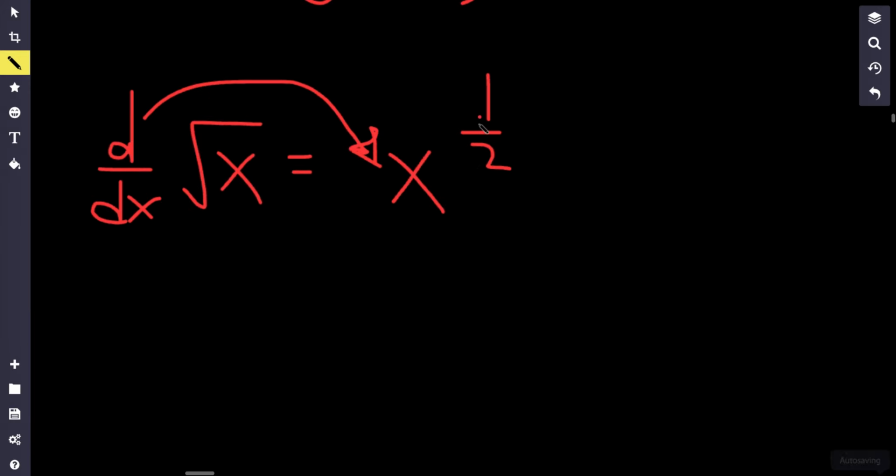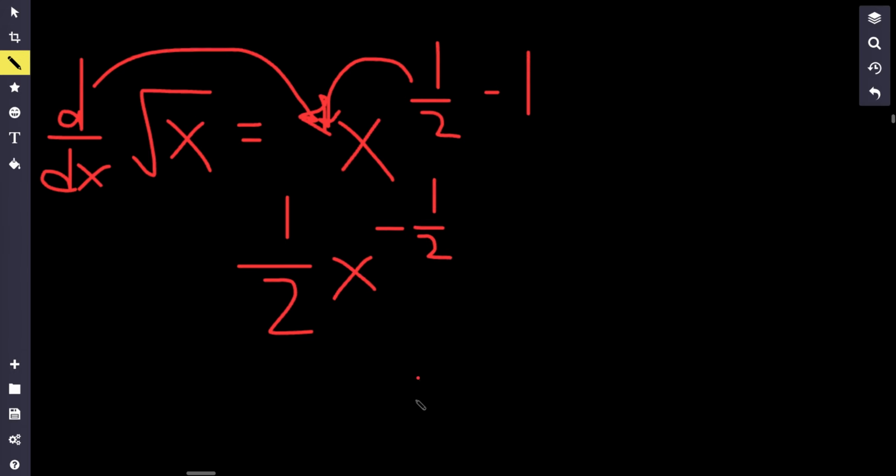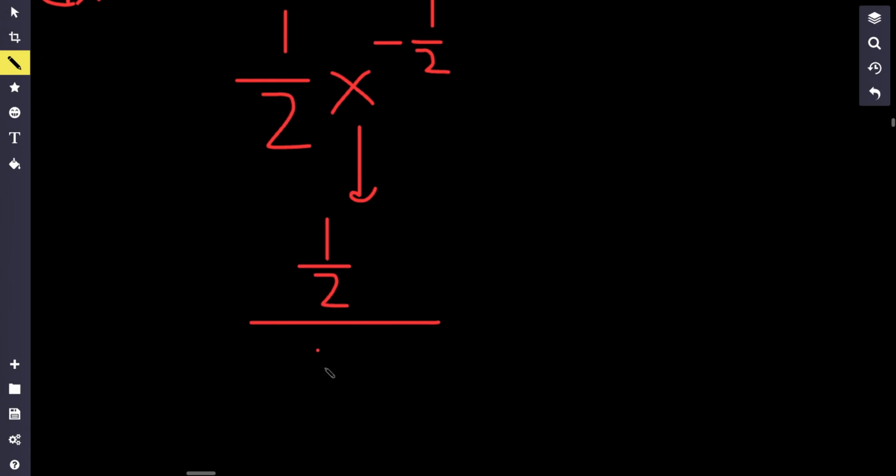And now I can use the power rule. So now what I do is I bring down my exponent. So I'm going to have 1/2 x, and I'm going to subtract 1 from the exponent. So it's just going to be negative 1/2. And I can rewrite this as 1/2 divided by the square root of x, right?